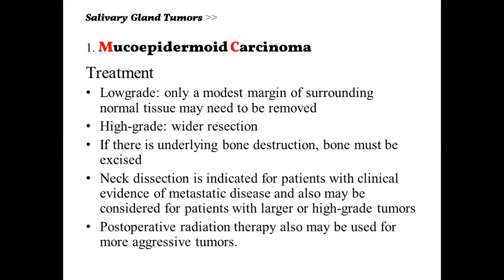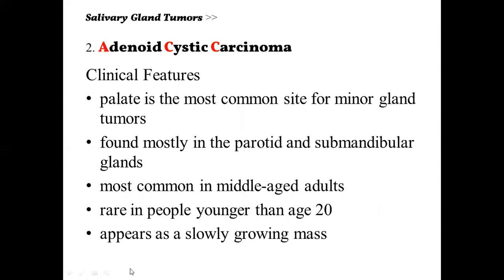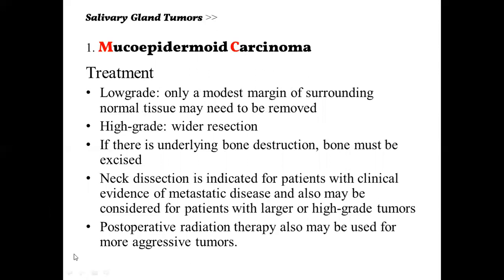And treatment based on the grading: low grade, only a modest margin of surrounding normal tissue may need to be removed. But high grade, wider resection. If there is underlying bone destruction, bone must also be excised. Indicated ang neck dissection for patients with evidence of metastasis. Okay? Whether it is low grade or high grade, as long as there is metastasis, kailangan na ng neck dissection. And after that, post-operative radiation therapy may also be used. Okay. Again, the disadvantage in radiation therapy is yung occurrence ng mucositis.